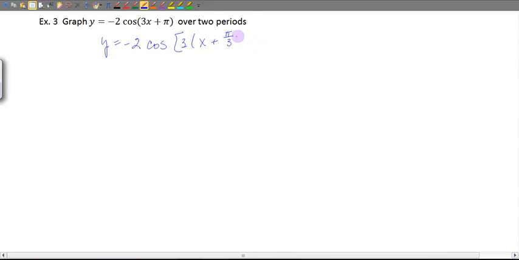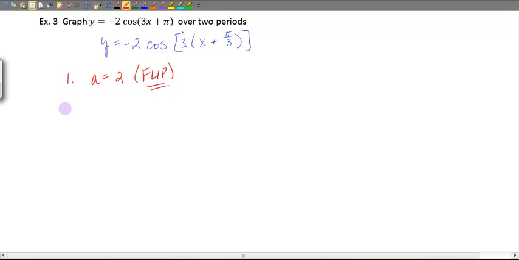Now that we have it in the correct form, we can identify all the parts that we need. We're going to start with the amplitude. The amplitude is 2, but because it has a negative sign in front of it, it's flipped. So I'm going to put that on there so I don't forget.